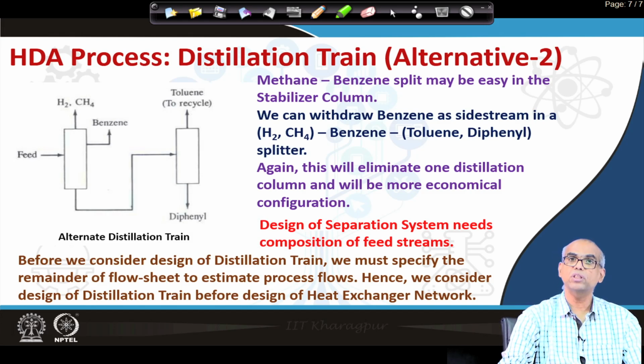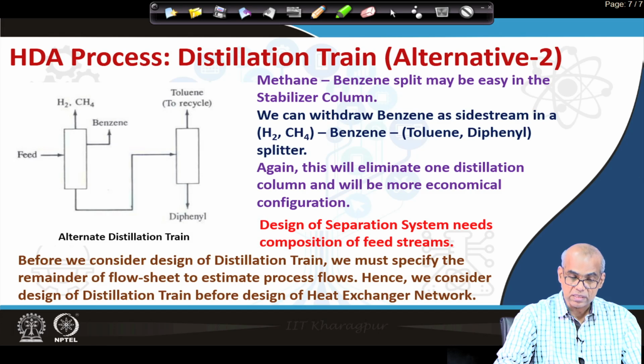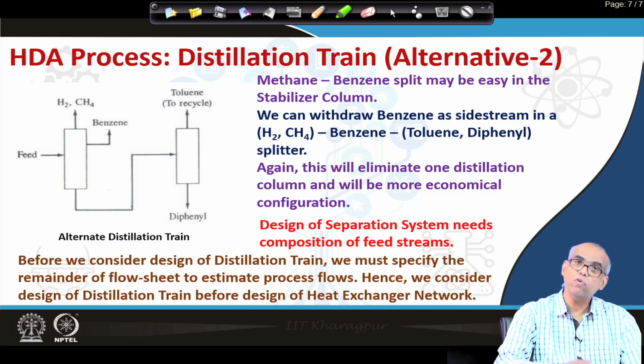So, this is the conclusion that we could draw after the conclusion that we made previously, that heat integration will be the last step. So, now we conclude that the design of the heat exchanger network will be done at the last, but the design of the distillation train will be done before the design of the heat exchanger network.